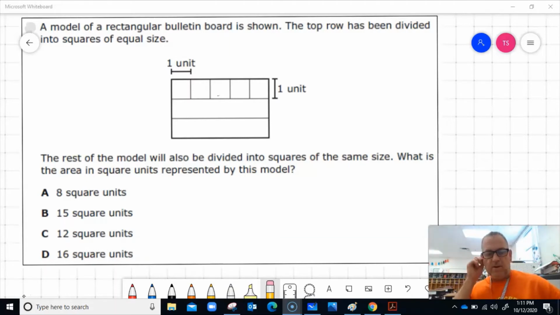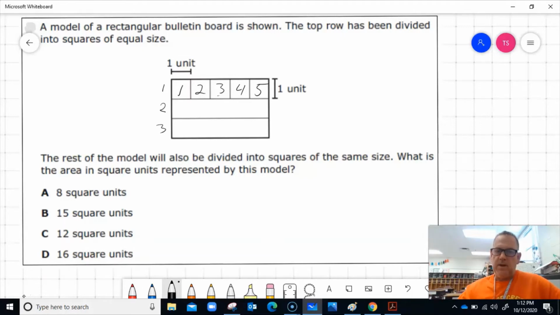So first off, it's probably important to see on that first row how many squares there are. So we'll go ahead and label them. That's 1, 2, 3, 4. So there's 5 squares. And it looks like there's 3 rows of 5 squares. So I got 1 row, 2 rows, and 3 rows.